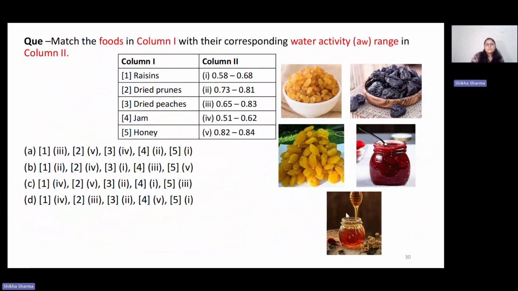Okay, so let's discuss this question now. In this question, column 1 has food products like raisins, dried prunes, dried peaches, and jams and honey. And in column 2, their water activity range is given. So we need to match the food products with their water activity level.